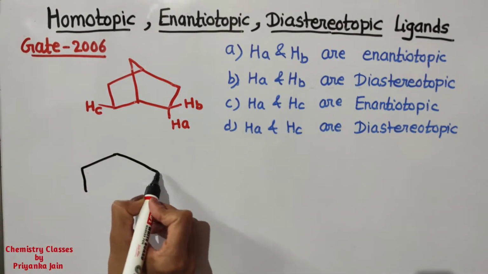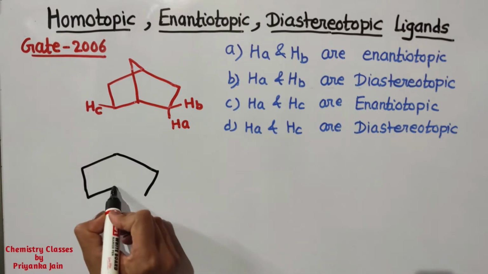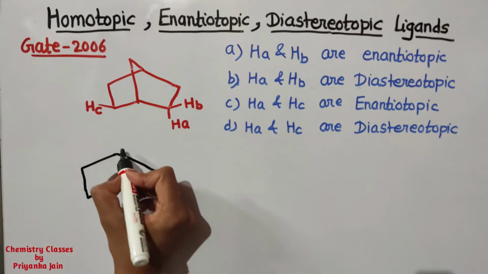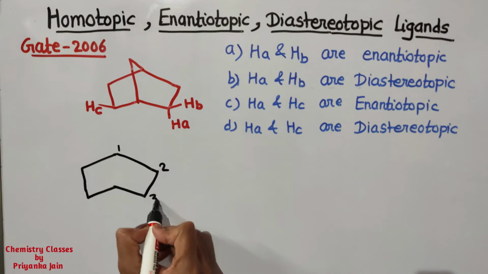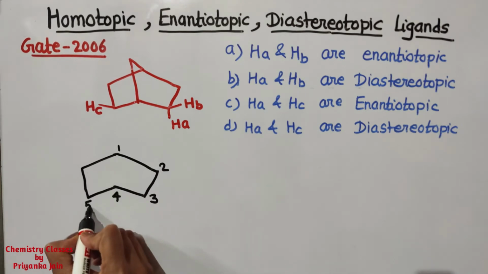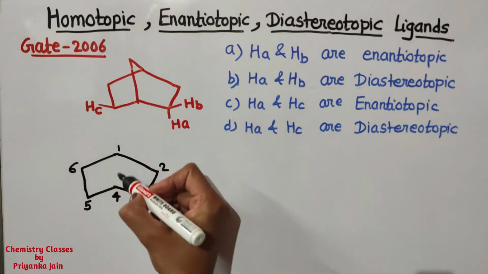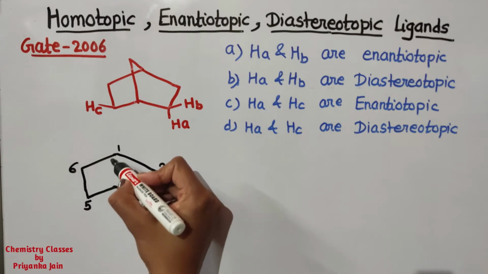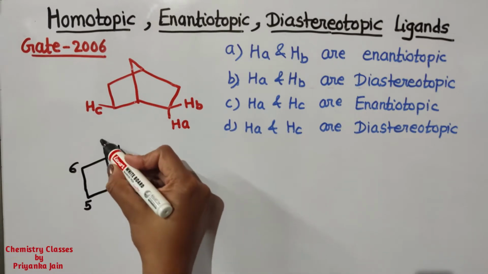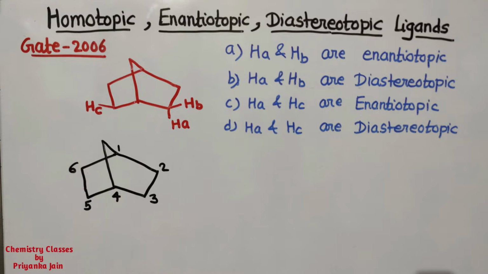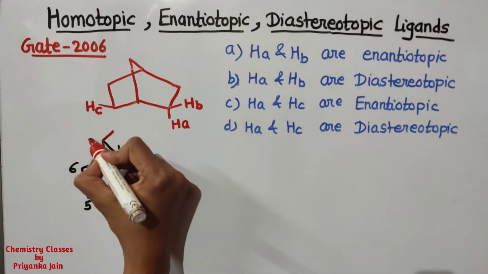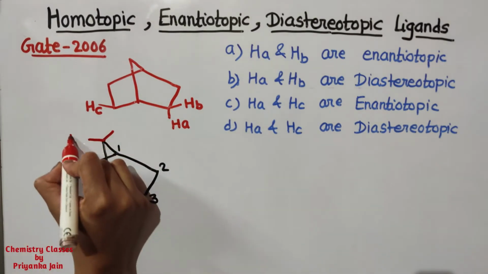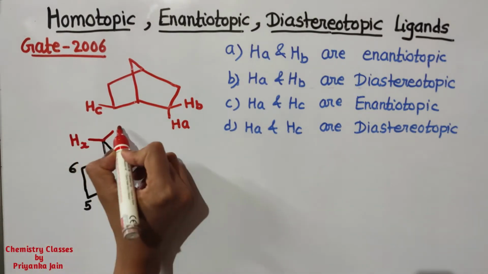Here, this is a 6-membered ring, with carbon atoms 1, 2, 3, 4, 5 and 6. This C4 and this C1 carbon atom are joined together by a methylene bridge. This is the carbon atom at which two hydrogens are attached in this manner, so we can name them HX and HY.